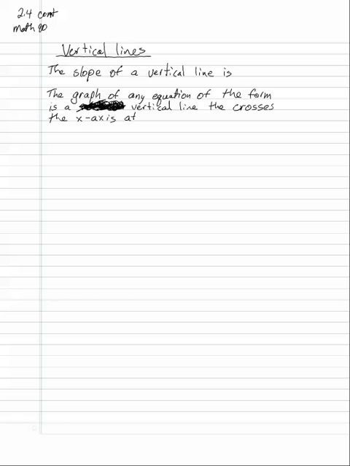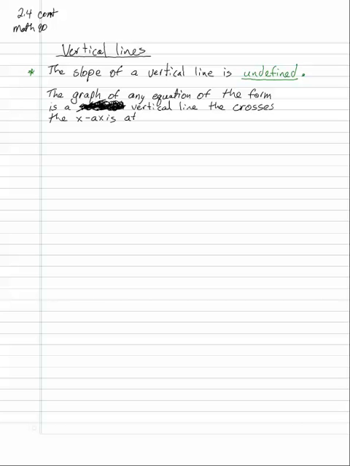Okay, so the slope of a vertical line is undefined. So hopefully you said that. We just covered it. So the slope of a vertical line is undefined. So we want to remember that.